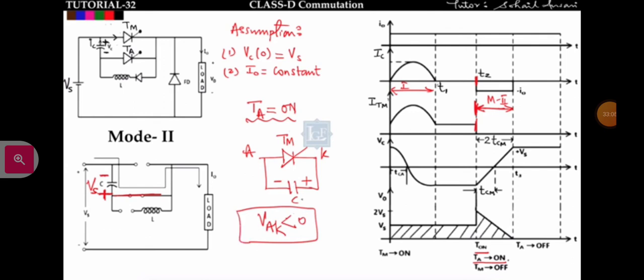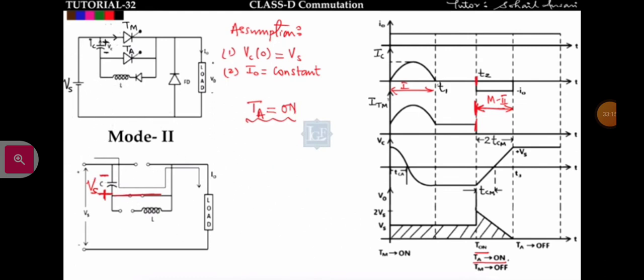So VAK less than 0 means this main thyristor will go into the reverse blocking mode and it will turn off. The moment you turn on this auxiliary thyristor, that is TA, the main thyristor will be in the off state. Got it? So at T equal to T2, what will the main thyristor current ITM be? ITM will be equal to 0 because it goes into the off state. When TA is on, ITM will be 0 and the main thyristor goes into the off state.